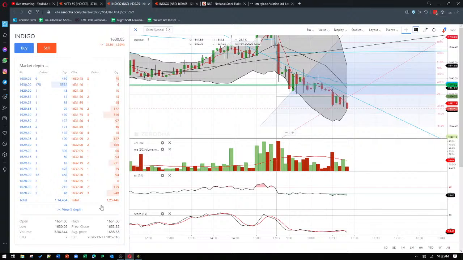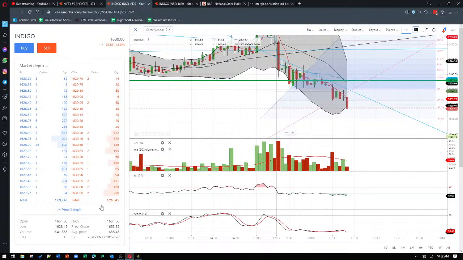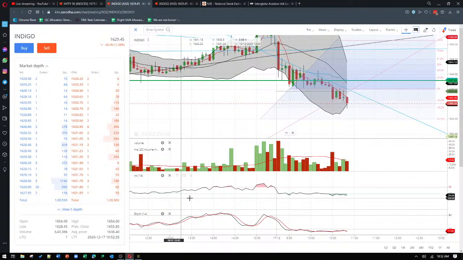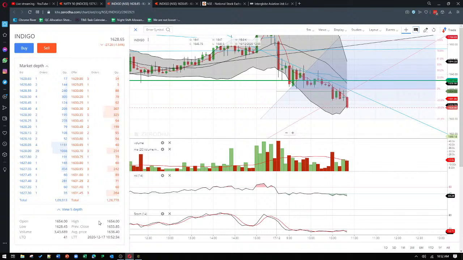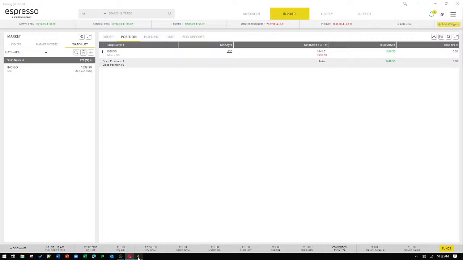Okay, so now look, it has very convincingly broken down 23.6. Now it is again between 23.6 and 38.2. The low made 1628.45. So with the given range, where is my profit? I am currently at the 1700, 1900 level.